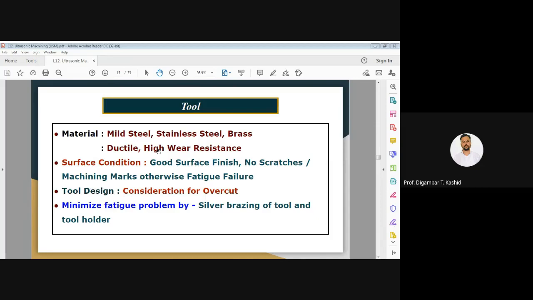Again, the tool design consideration for overcut should be taken into account at the time of tool design, so that you get the desired shape and size of your machined workpiece. You should minimize the fatigue problem by silver brazing of your tool and your tool holder. Then you can minimize the fatigue failure. So this is about the tool.